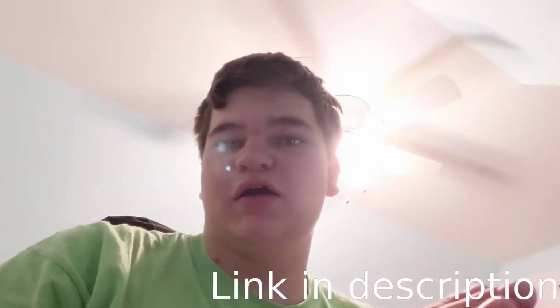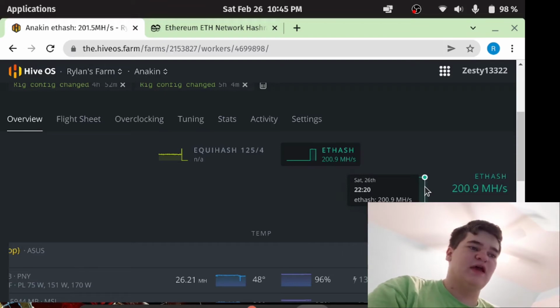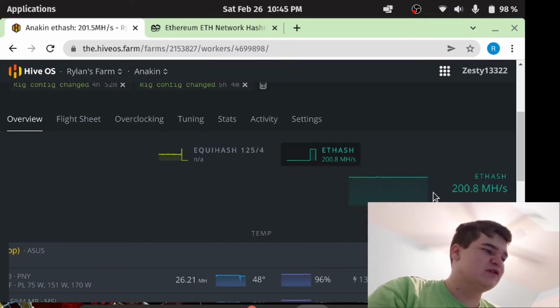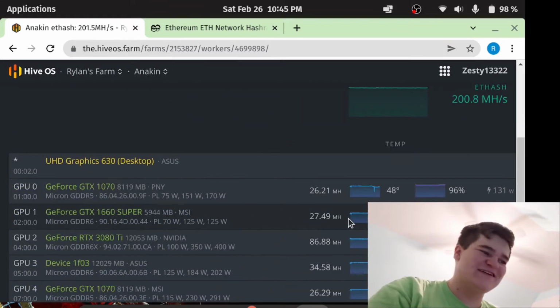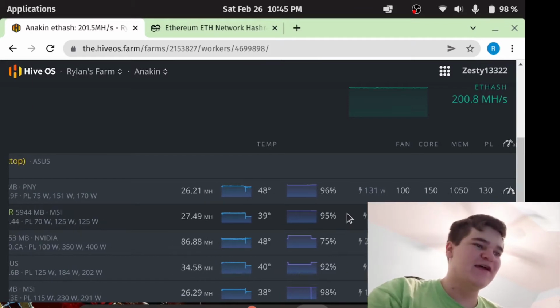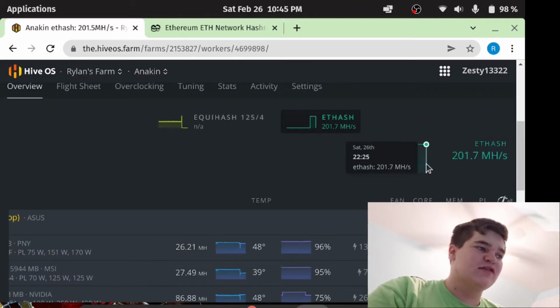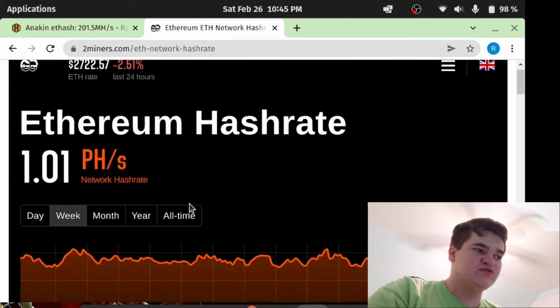Let's find out. So what I'm going to do is I'm going to use the same math that I used to find a Ravencoin block in the odds of finding a Ravencoin block video. So here I have 200 megahash. Here, this is my Hive OS. I've been learning how to use Hive OS now. This is very, very cool for me. But anyway, this is at 200 megahash, and the total Ethereum hash rate is 1 petahash.